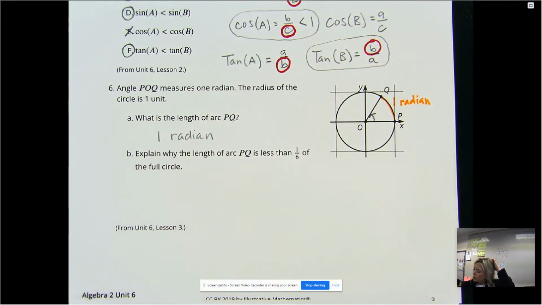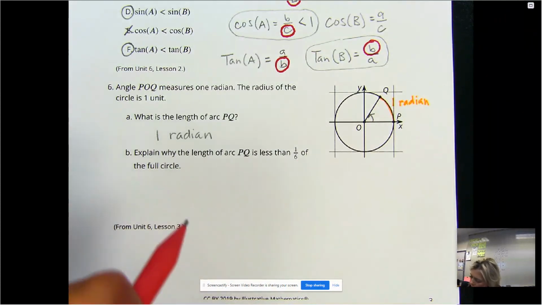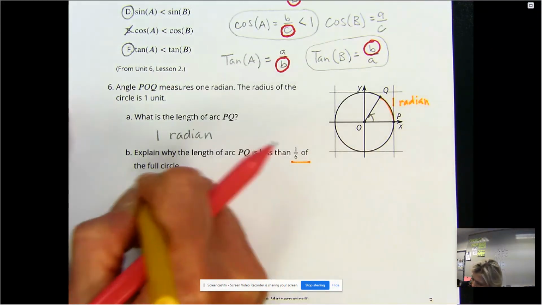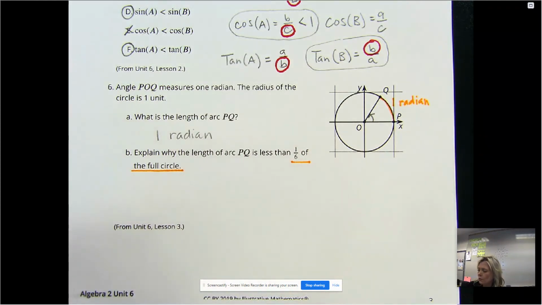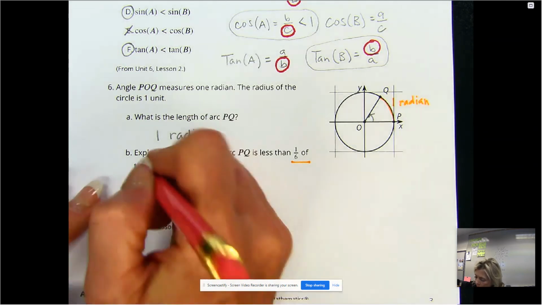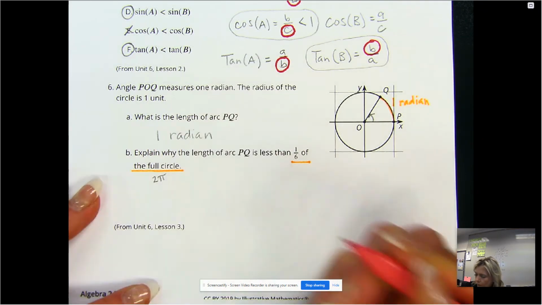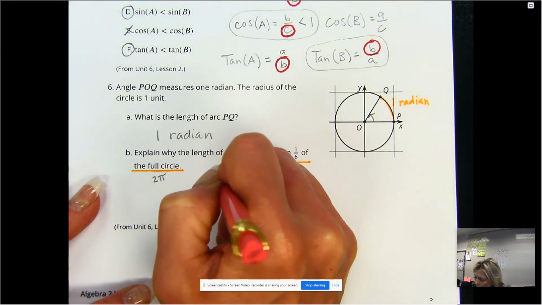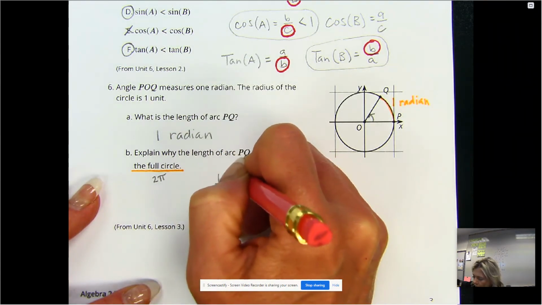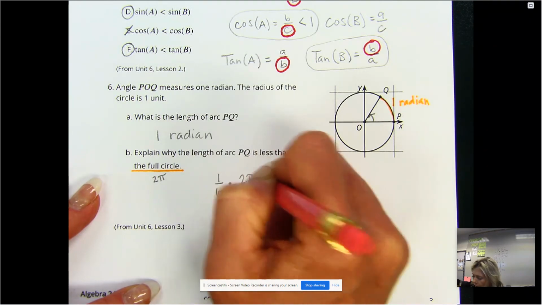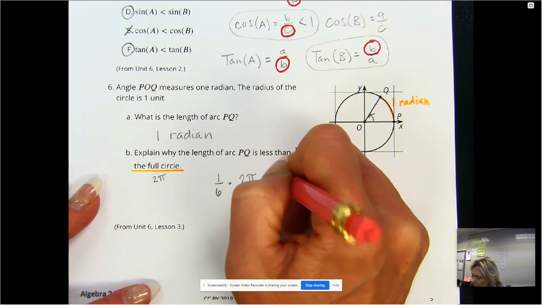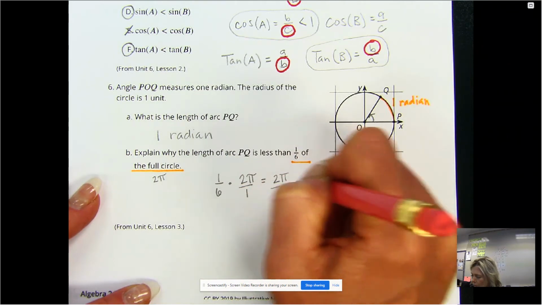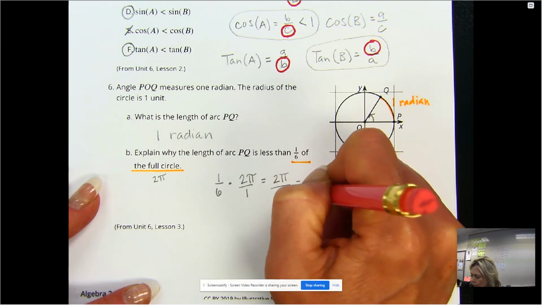Explain why the length of arc PQ is less than 1/6 of the full circle. So this 1/6 of the full circle is what we want to focus on. 1/6 of the full circle. So the full circle, remember, is 2 pi. So 1/6 of 2 pi is equal to, just multiply them, 2 pi over 6, which reduces to pi over 3.